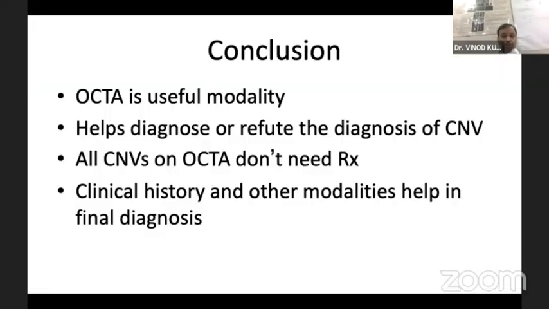So to conclude, OCTA is a useful modality for detecting the presence of CNVMs, and it also helps us refute the diagnosis of CNVM in certain scenarios. Not all CNVMs which are seen on OCTA need treatment, and clinical history along with other investigative modalities help us in the final diagnosis and in planning further management.